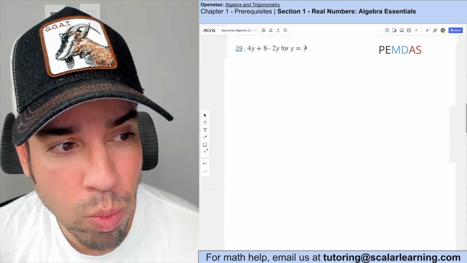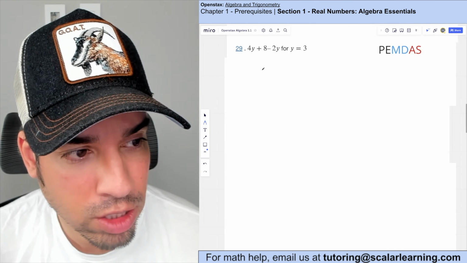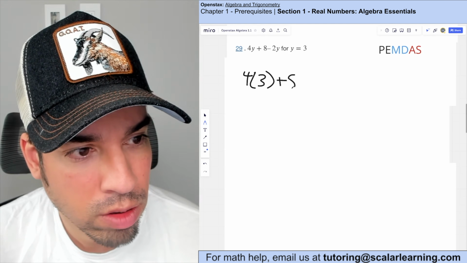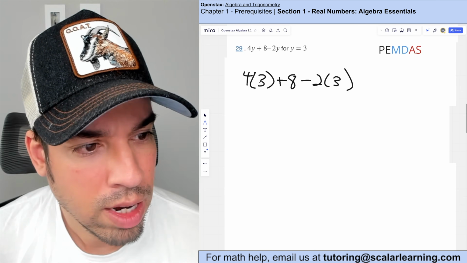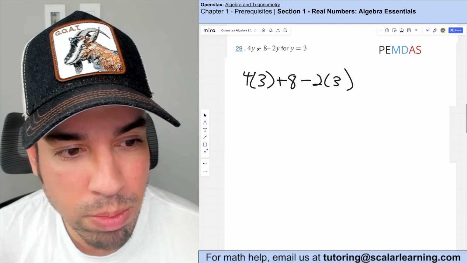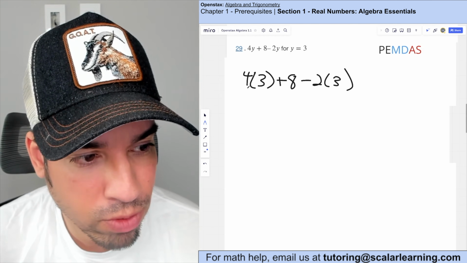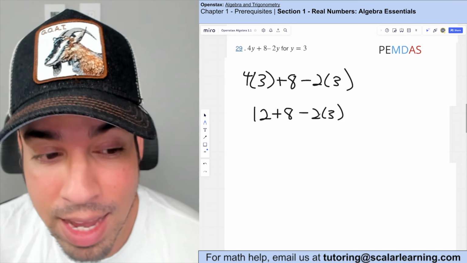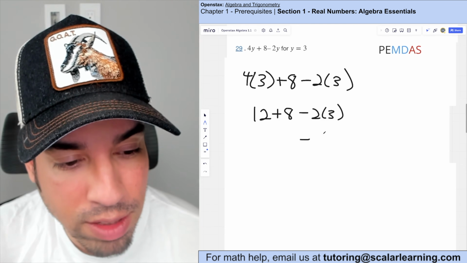Now we got a little plug and chug. We're given a value for y, and we plug it into this expression. So I'm going to replace all the instances of y with 3, like so. Now I got multiplication happening here because a number next to a variable means they are multiplying. Same here. So I'm going to do the left one first. 4 times 3 is 12. Then I'm going to do this -2 times 3, which is -6.